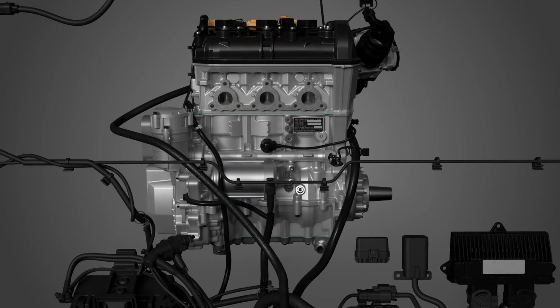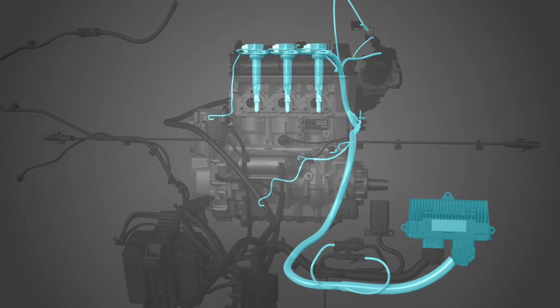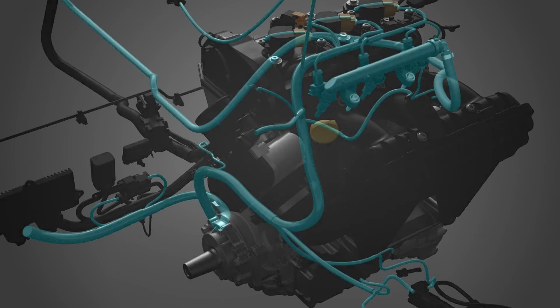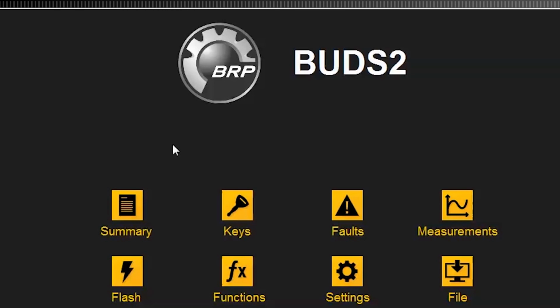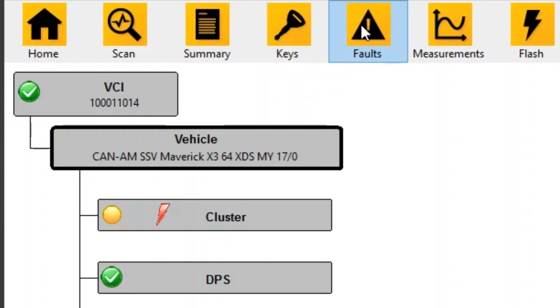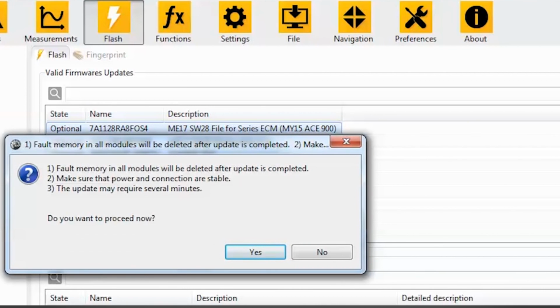An electrical problem may be rooted in the electrical system, ignition system, the fuel system, or the engine management system, or EMS. Before beginning to tear apart the unit looking for parts to test, connect BUDS2. Check for fault codes and update modules as suggested by BUDS2.